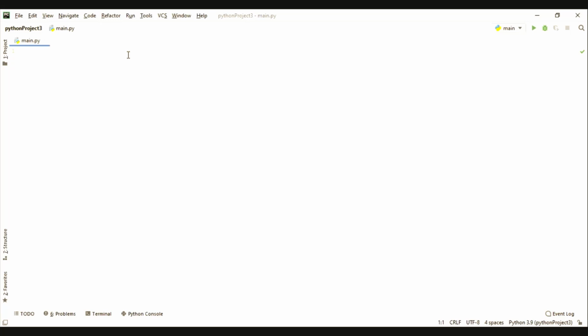So first let's print, in inverted commas, you just write: enter the side of the square equal to. After that I'm gonna give a comma, then equal to, and two inverted commas.